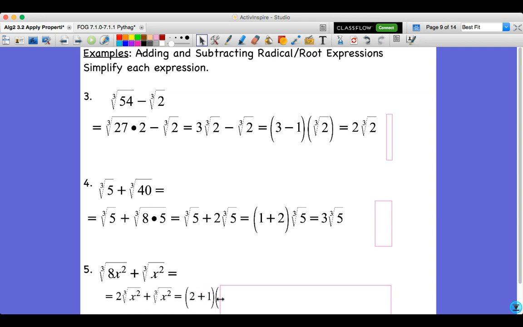We're going to add the 2 plus 1 and multiply that by the cubic root of x squared, which gives us 3 cubic root of x squared. Okay, and that is how we can combine terms that have variables inside of the radicand.